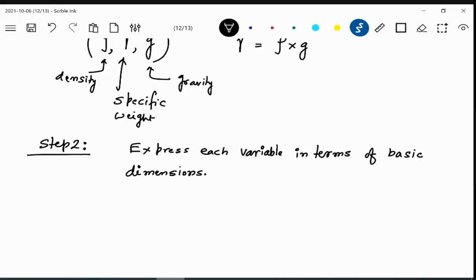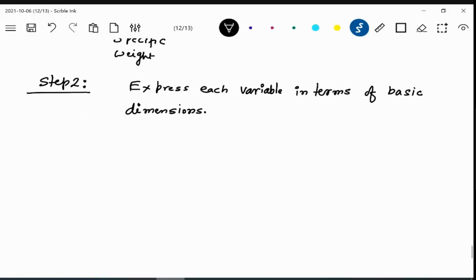And basic dimensions, the 7 dimensions that you use in the SI system, you can use the FLT system or you can use the MLT system. So the dimension of density will be ML, for example, or you can use the FLT system, then this will be... so this is the dimension for two terms. So similarly, whatever variable you have, you just express it in terms of basic dimensions. So this is your step 2.